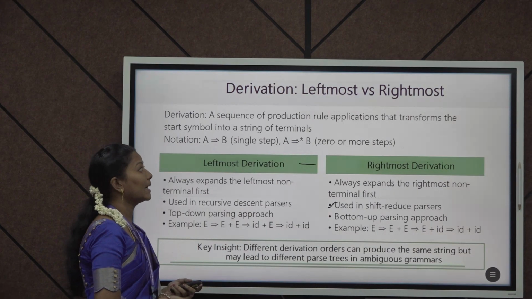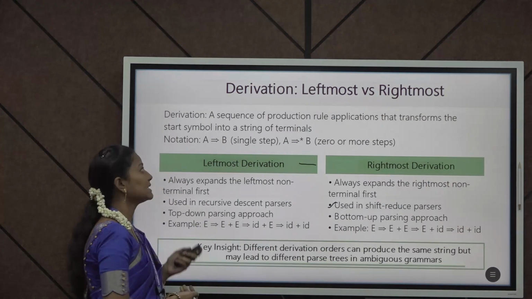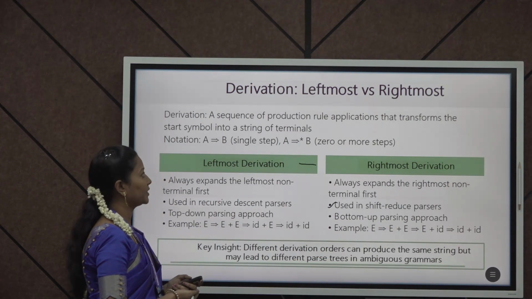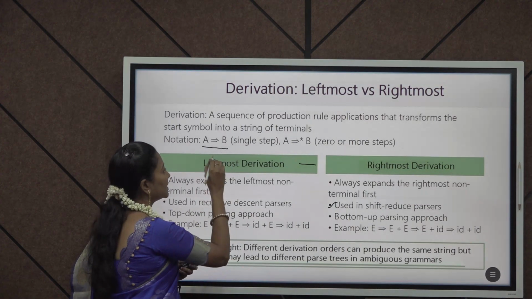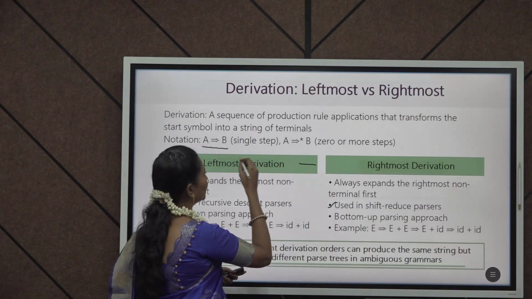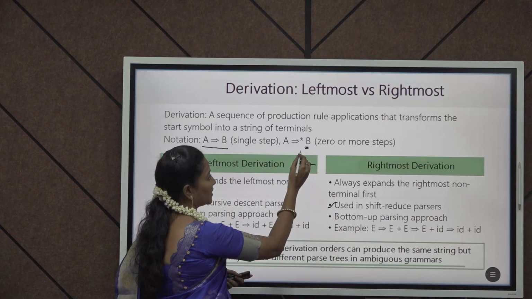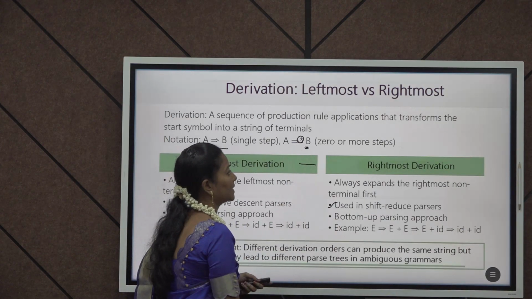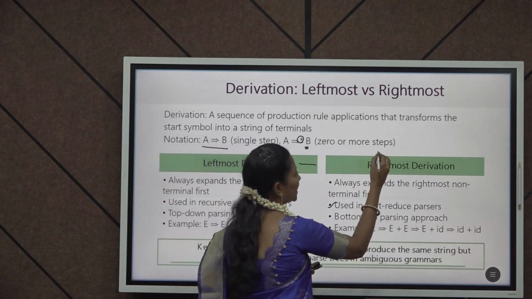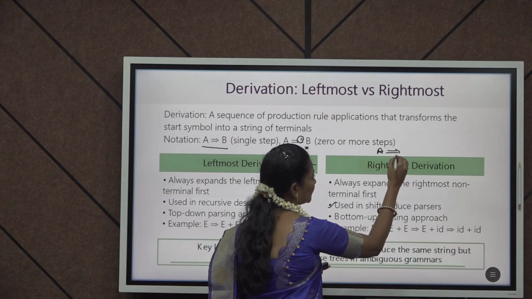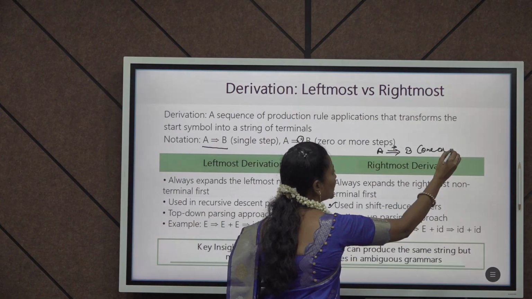Derivation means the application of a sequence of production rules that are used to transform the start symbol into a string of terminals. It is mentioned like this: A implies B. So it is a single step, and if we get B from A after multiple steps, we mention it as star, that is 0 or more steps. When we obtain B in 1 or more steps, it can be represented as plus. This is for mentioning 1 or more steps.